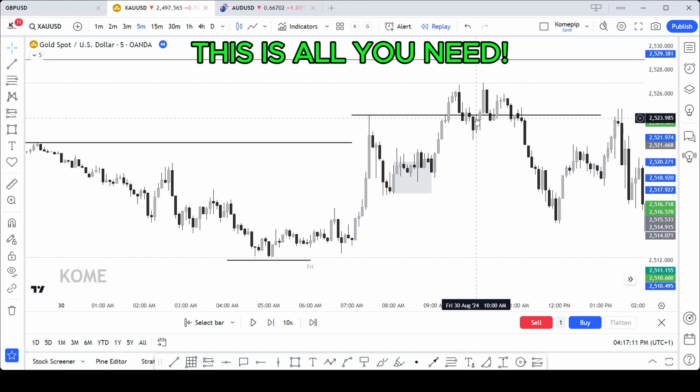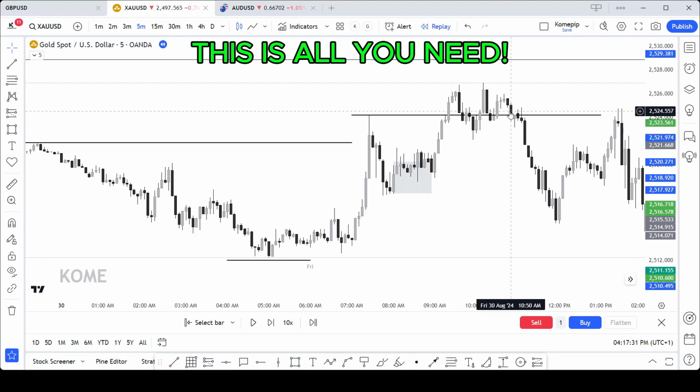Okay. And we are still not going to enter based on that. Why? Because there is no change in state of delivery here as well. And also remember, this was a sweep. We are waiting for the next candle to give us confirmation. So the 10 o'clock candle gives us the confirmation right here.